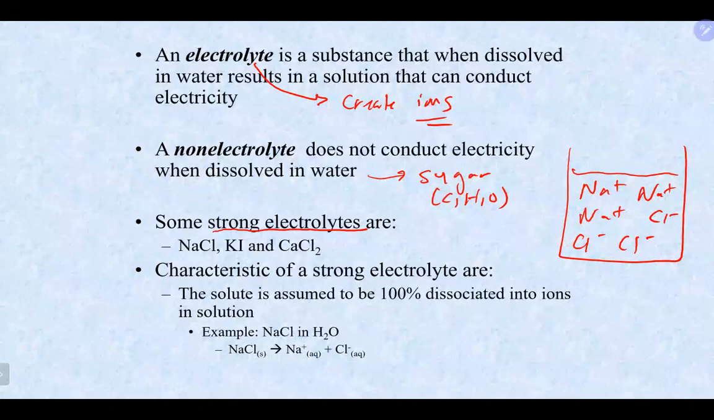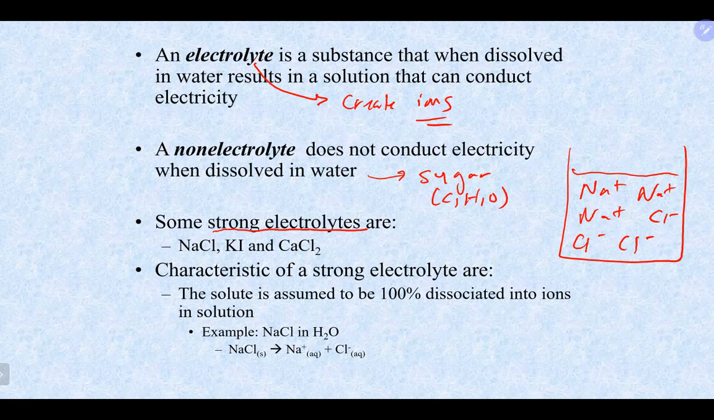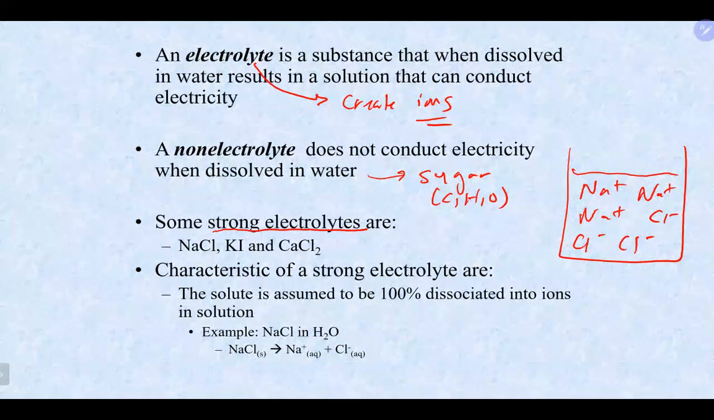Because it will 100% break apart, a strong electrolyte is able to conduct electricity really well because you have a lot of ions in that solution. So a lot of ions in that solution is going to allow really everything to be complete in terms of the electrical current, and it will conduct electricity really well.